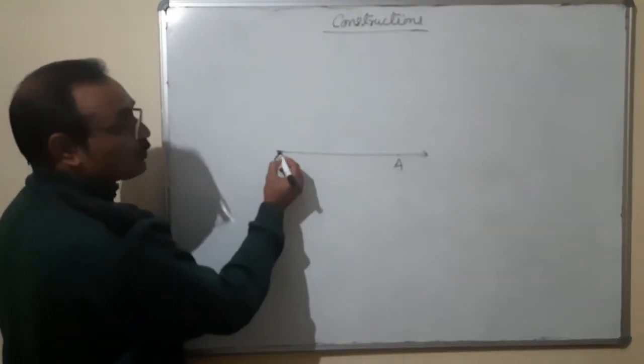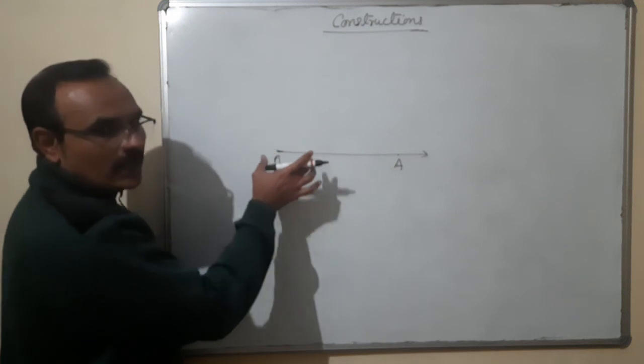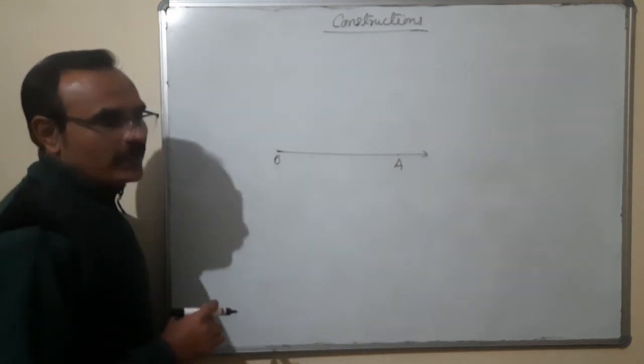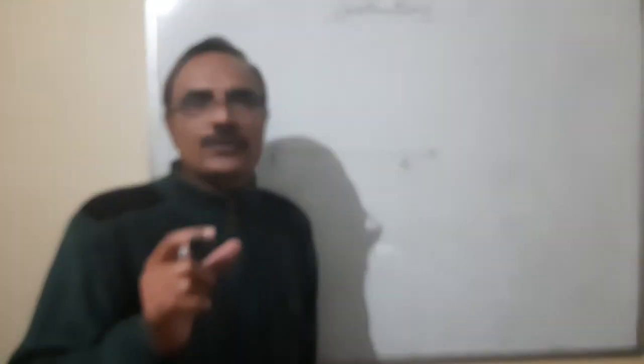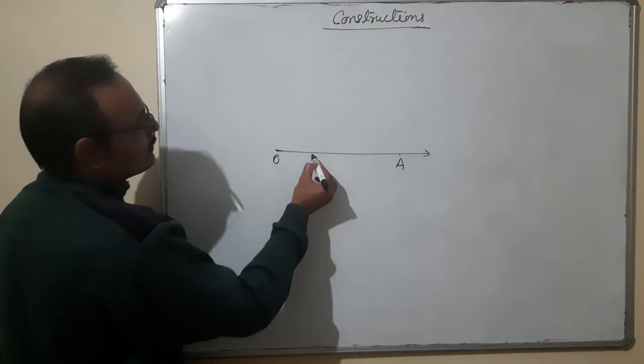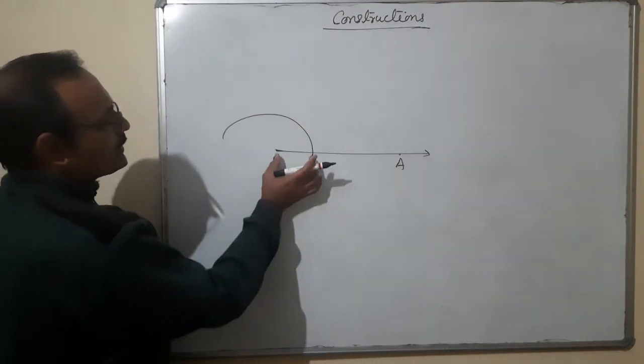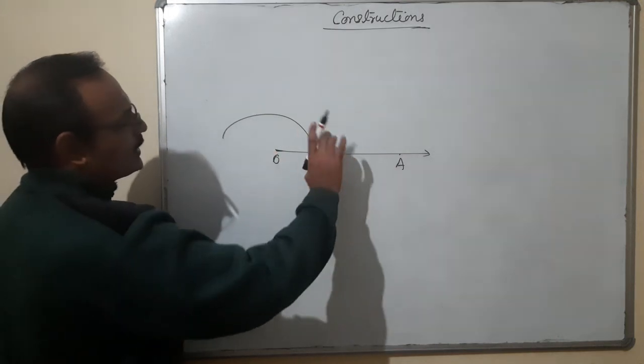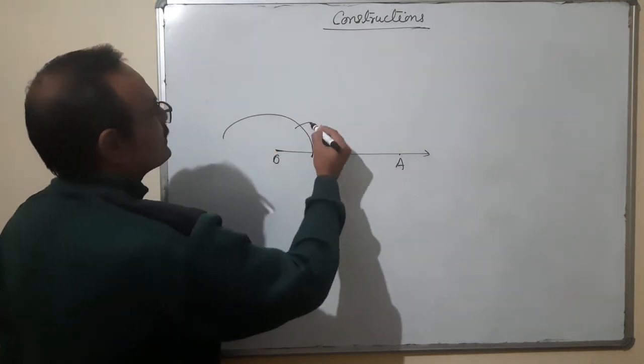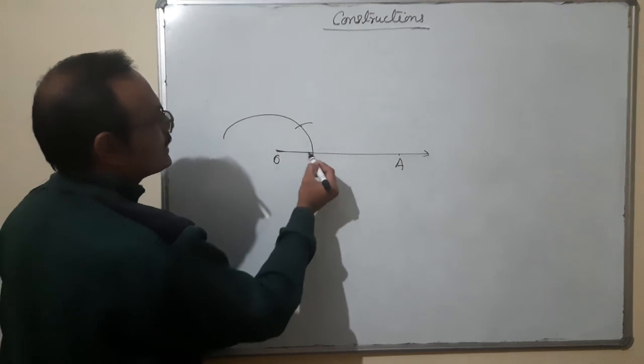Placing the needle point at O, open the arc at a sufficient distance. When I say sufficient distance, that means on your notebook you can open it 1 centimeter to 2 centimeter. Sufficient distance, and draw an arc like this. Okay. Having the same radius, now place the needle point here and cut it. That means this portion and that portion are equal.